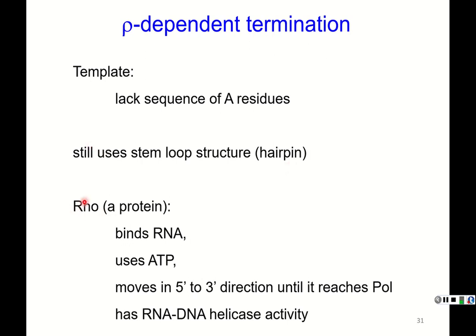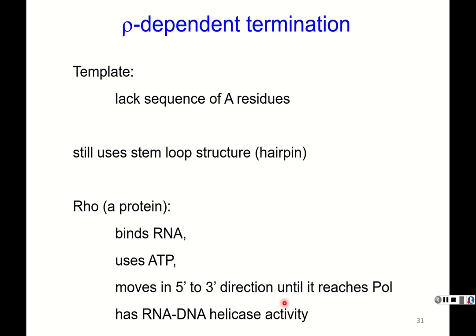Okay, what Rho is, it's a protein that binds RNA and it uses ATP. It'll move in the 5' to 3' direction, and remember that's the direction that we're synthesizing this RNA. It moves in that direction until it reaches the polymerase. Once it reaches that polymerase, it sort of pulls the RNA off of the DNA because it has an RNA-DNA helicase activity.